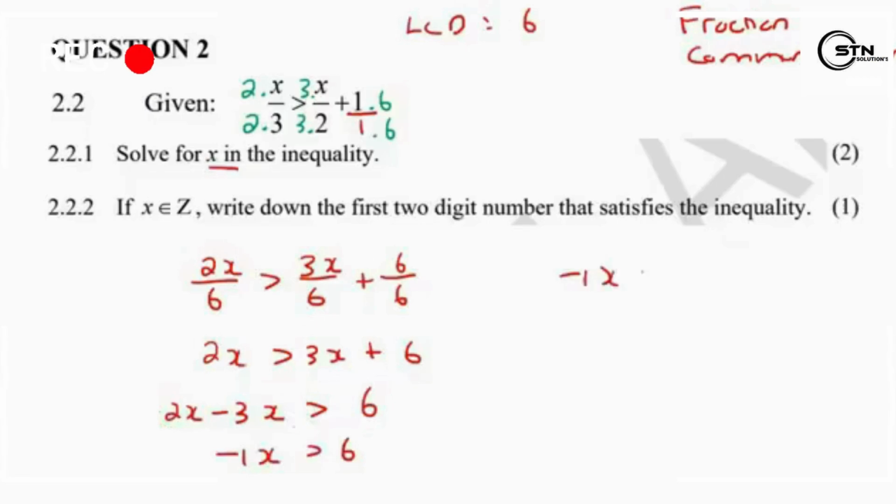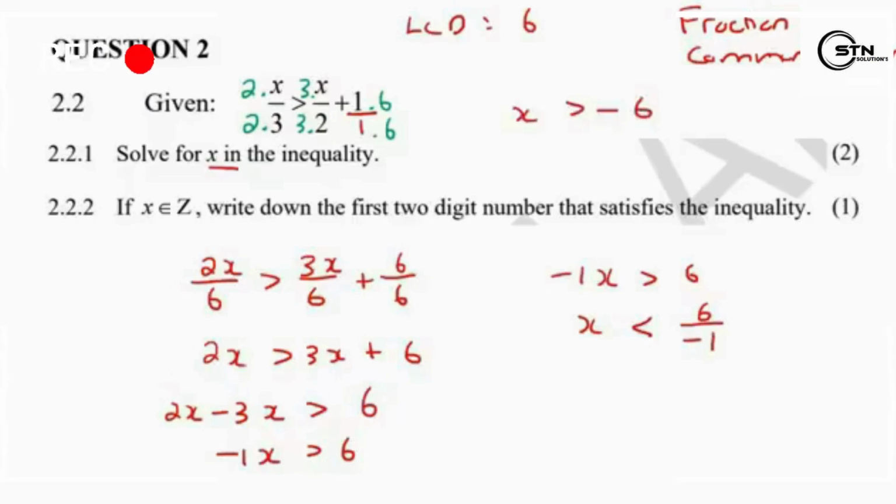I'm going to just rewrite that over here. If you want to get x alone, then you need to divide by negative 1. When you divide by a negative number, this inequality sign has to change. Okay, like that. Now, here's where learners get it wrong.